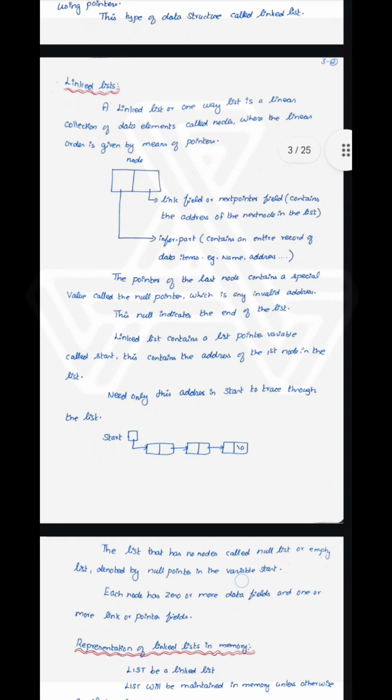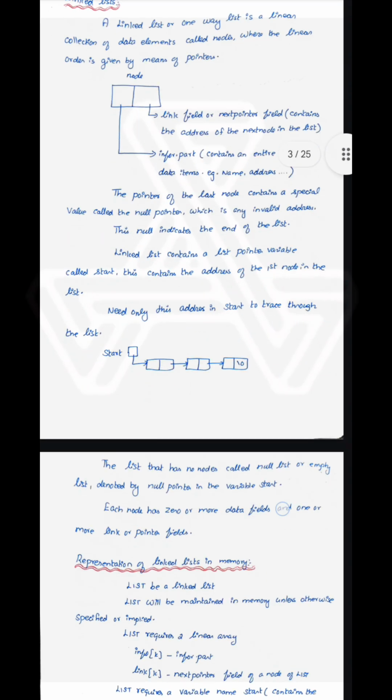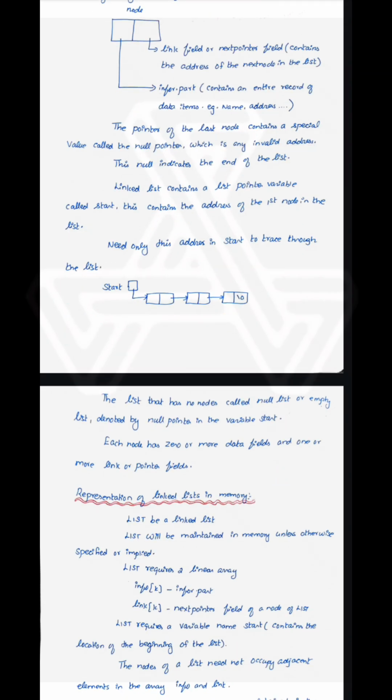A linked list, or one-way list, is a linear collection of data elements called nodes, where the linear order is given by means of pointers. In a node, the link field, or the next pointer field, contains the address of the next node in the list. The information part contains the entire record of data items: name, address, everything. The pointer of the last node contains a special value called the null pointer, which is any invalid address. This null indicates the end of the list.